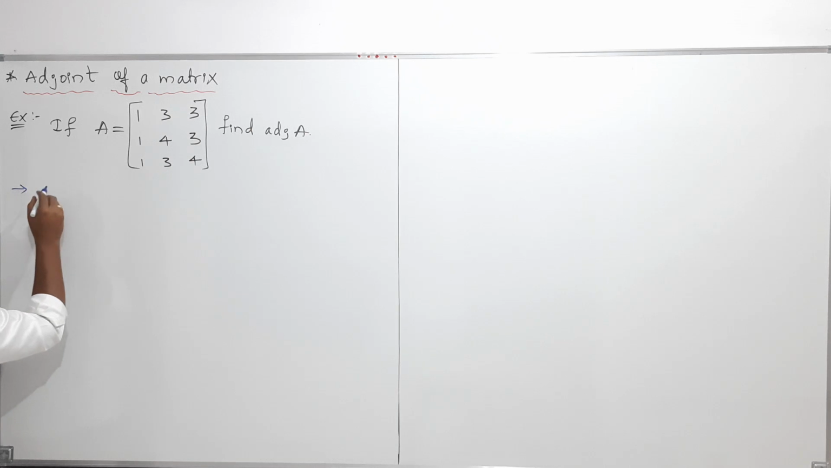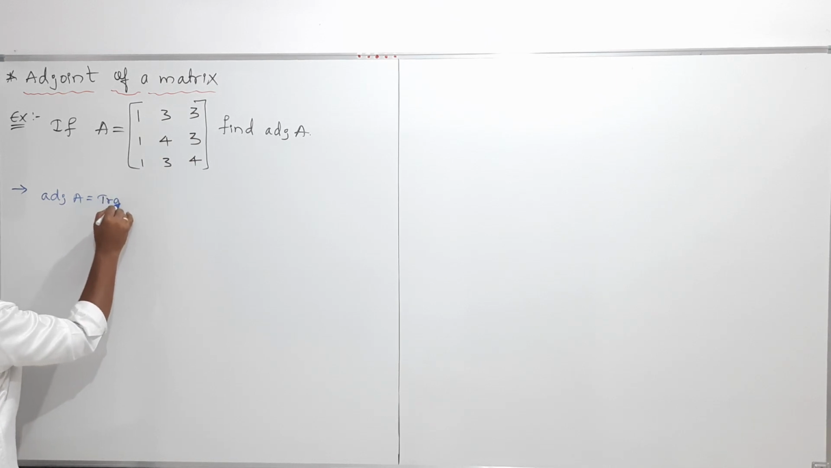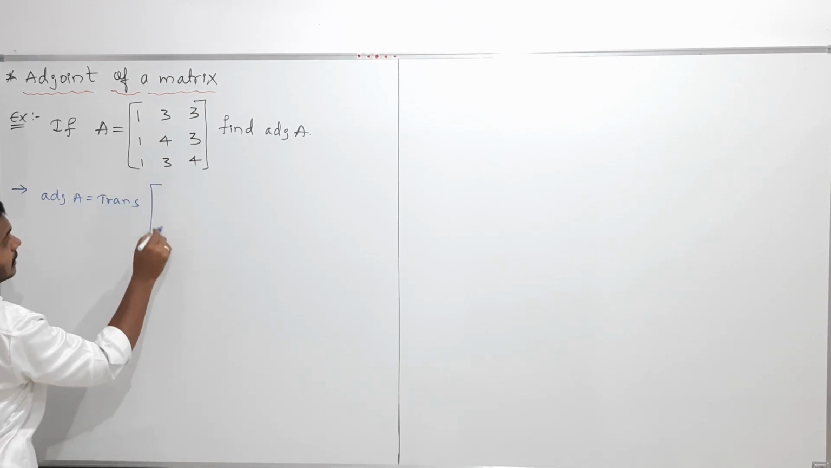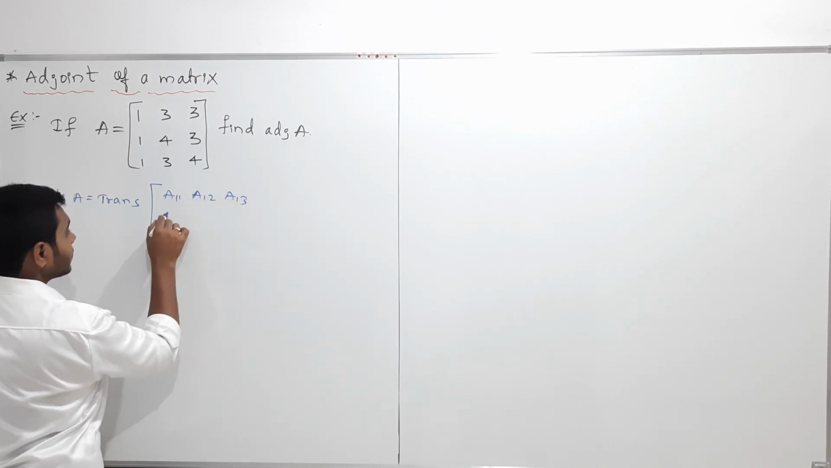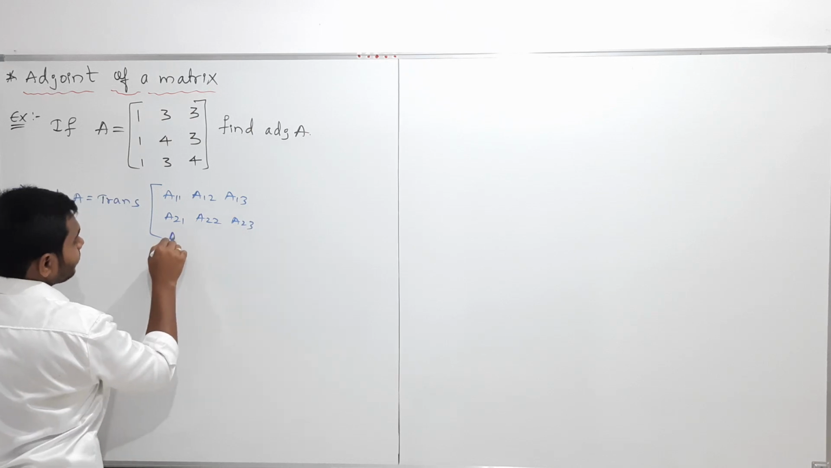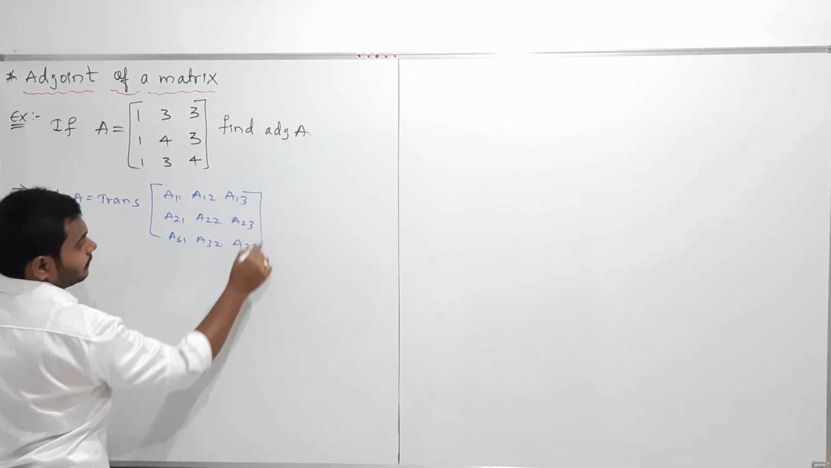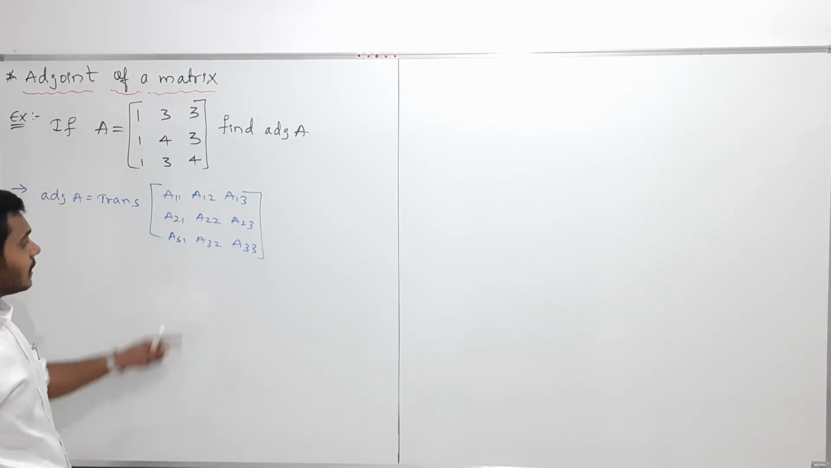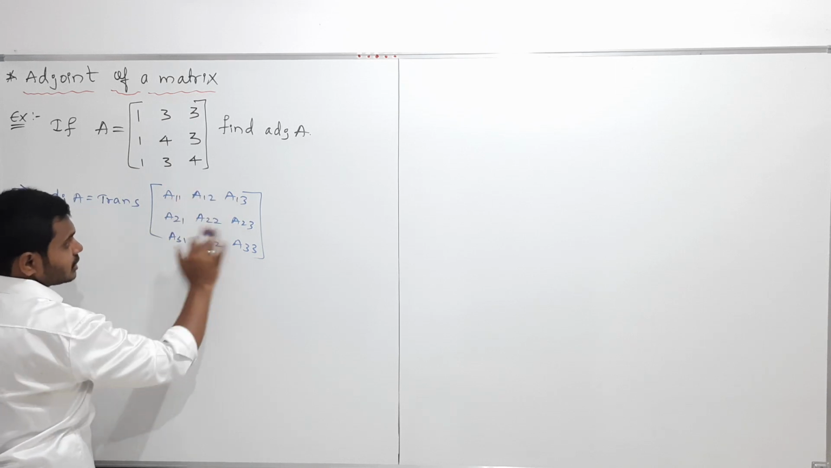Here, the solution. Adjoint of A is equal to, so what is the adjoint of A? Adjoint of A is equal to the transpose of A11, A12, A13, A21, A22, A23, A31, A32, A33. So this is the transpose of the given. I should take the transpose of this. So what does the transpose of this mean?